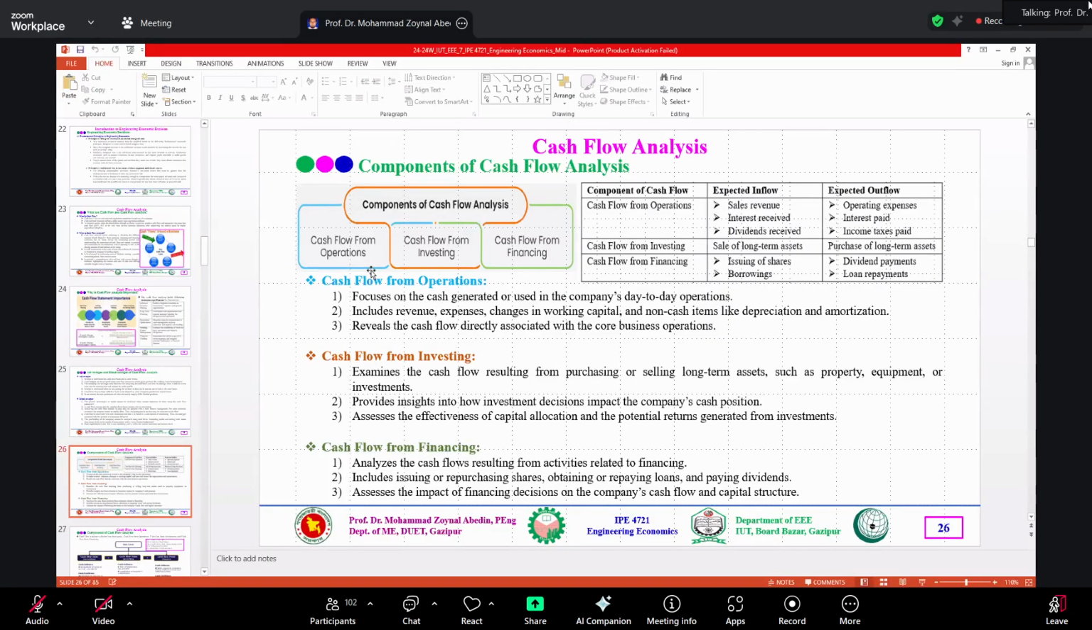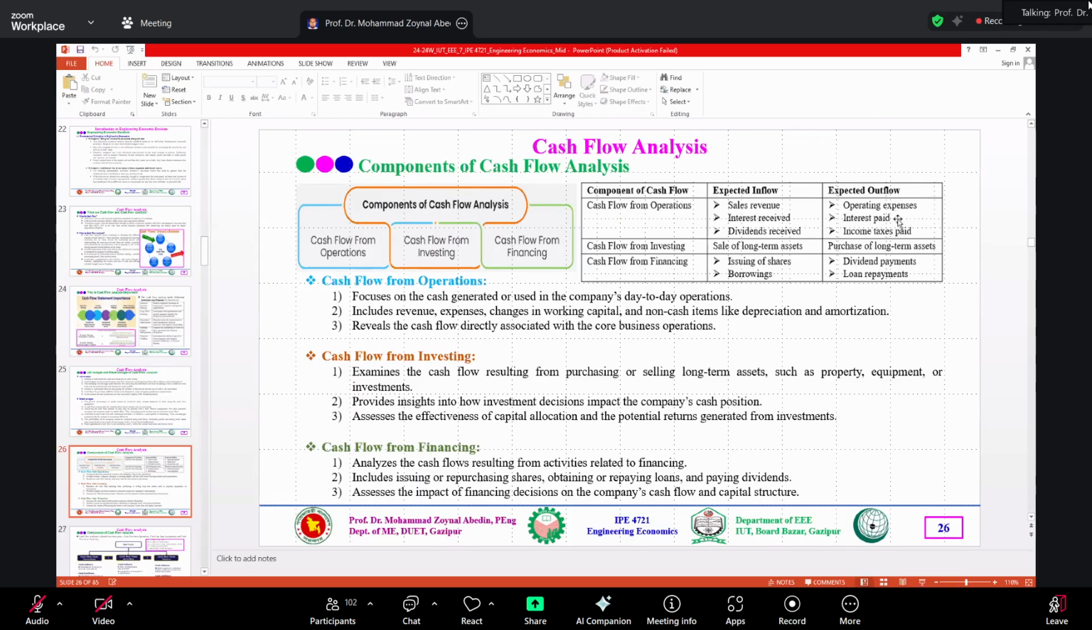So let's see the table at a glance. Cash flow from operation: if you see here, expected inflow, what will it be? Sales revenue. If you have sales revenue, it will be the cash inflow. Very important. Interest receipt. The money will come to your pocket. That's an expected inflow for the operation. Dividend receipt. Interest and dividend, these all are the inflow for operations.